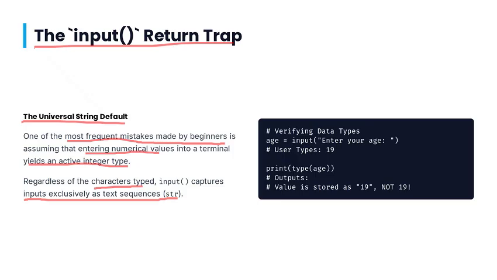Verifying data types. age equal to input, enter your age. User types 19. Then print type age. Here the data type of the variable age is being printed, and the output is that the value is stored as '19', not 19.